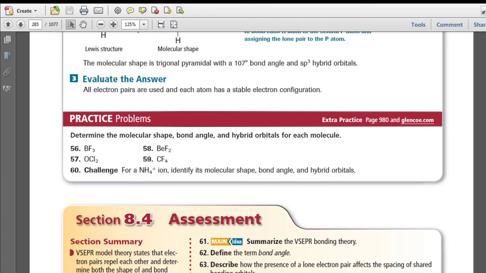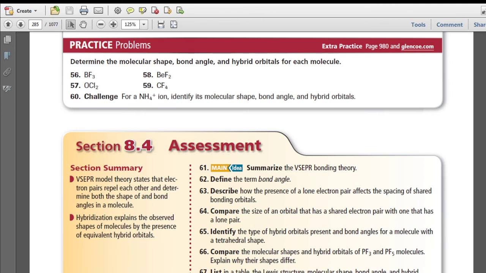All right, section summary. VSEPR model theory states that electron pairs repel each other and determine both the shape of and bond angles in a molecule. Hybridization explains the observed shape of molecules by the presence of equivalent hybrid orbitals.